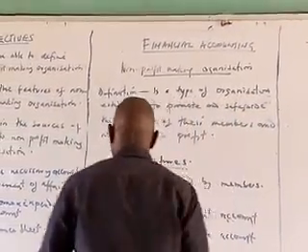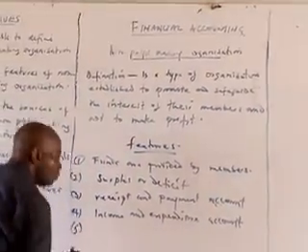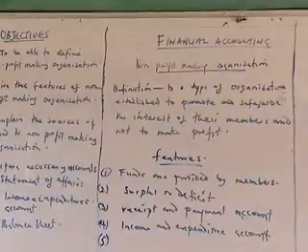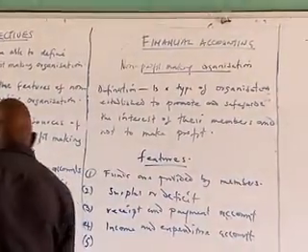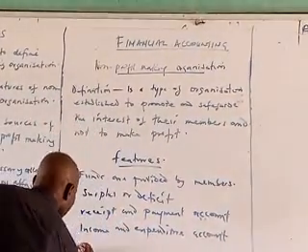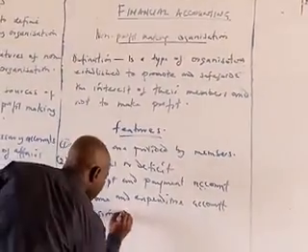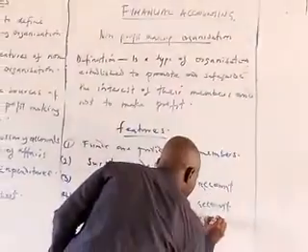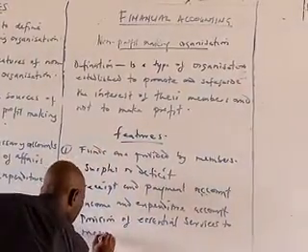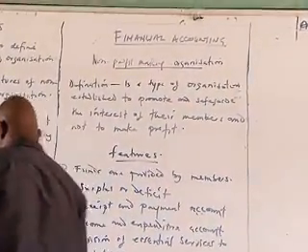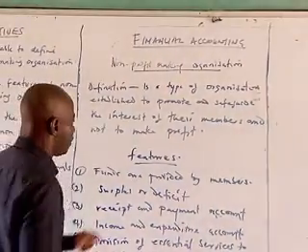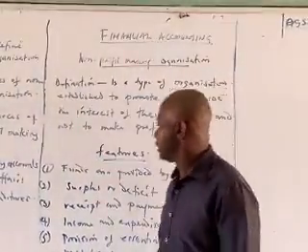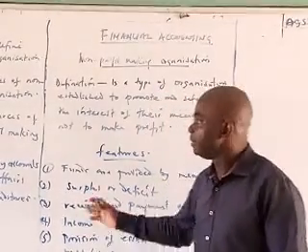And now, we go to number 5. We are looking at features of a non-profit-making organization. Another feature is the provision of essential services to members. So this is where we stop our features. We see numerous features of a non-profit making organization. Because of my time, let me limit it here.